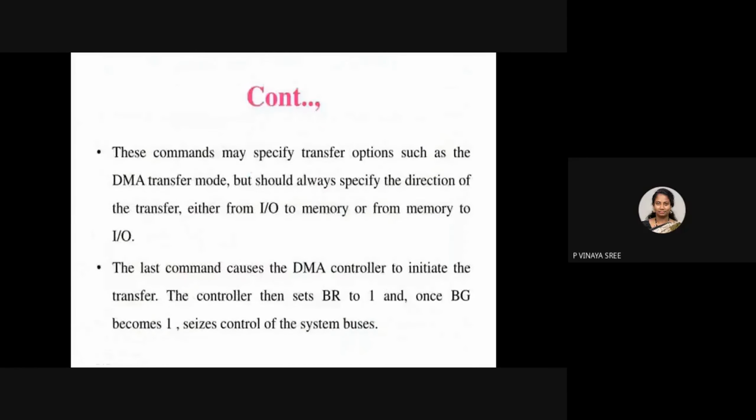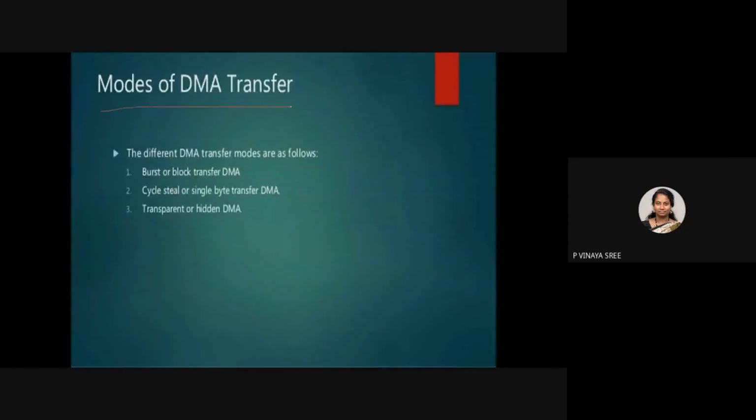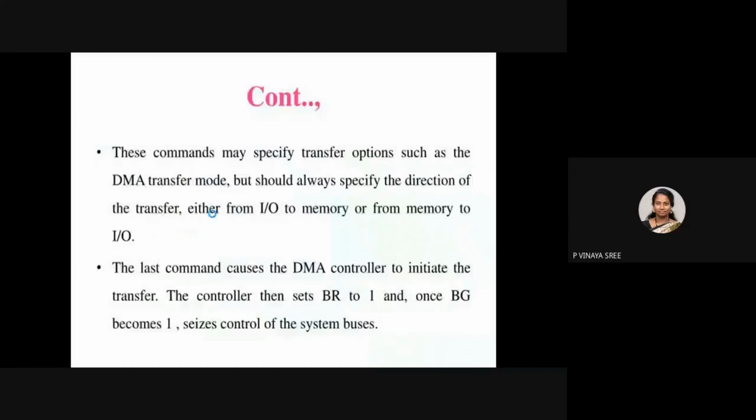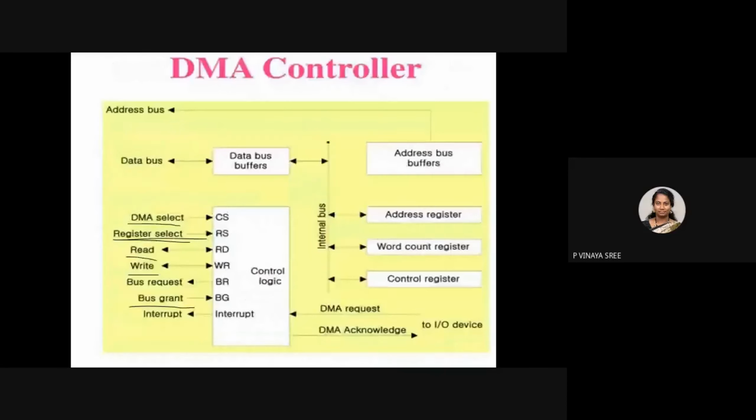See here, there will be different modes of DMA transfer. One is block transfer or burst transfer, another is cycle stealing or single byte transfer DMA, and the other one is hidden DMA or transparent DMA. We'll be discussing them one by one, but try to concentrate. You should know the entire first unit, then you can understand what I'm explaining now.